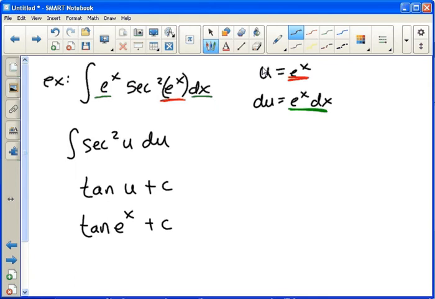To practice this, go to page 349 and do number 87 through 107 odd.